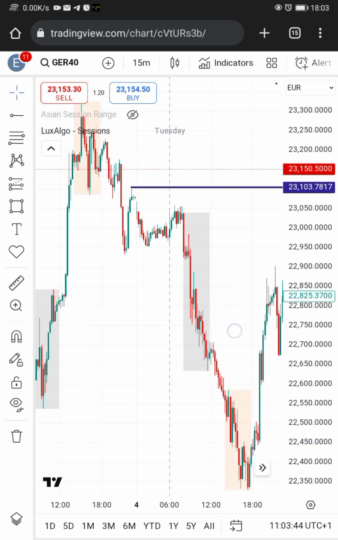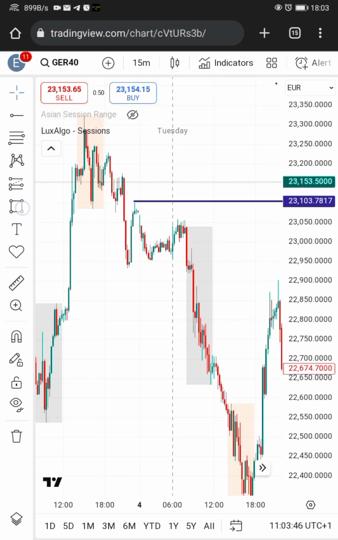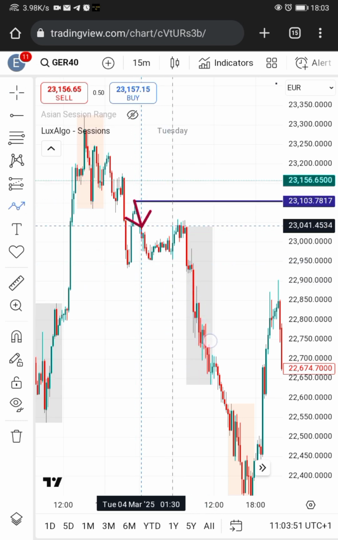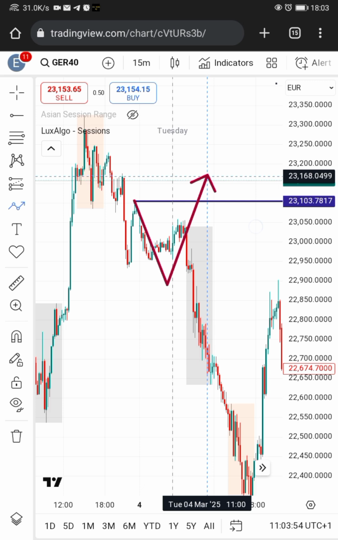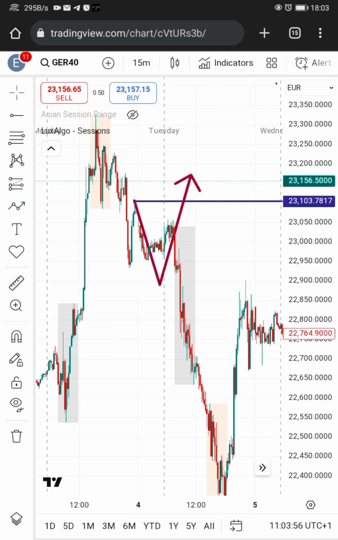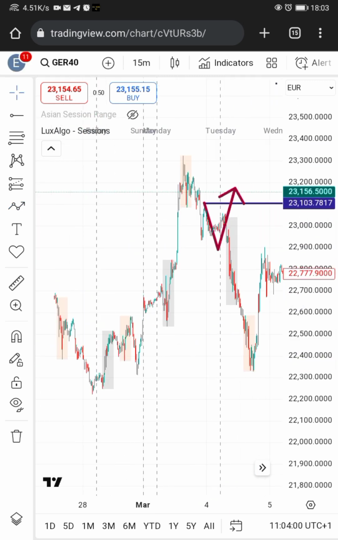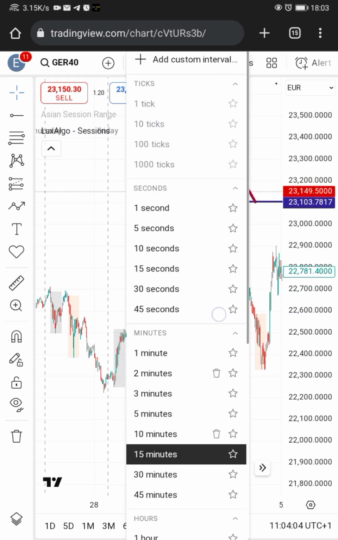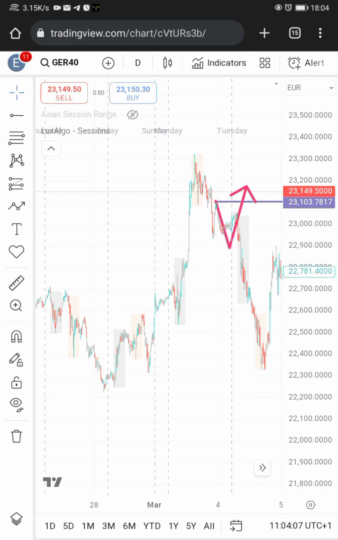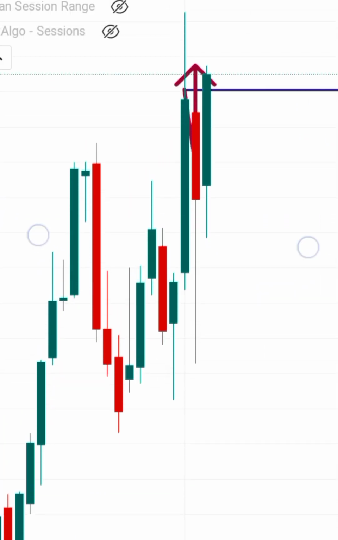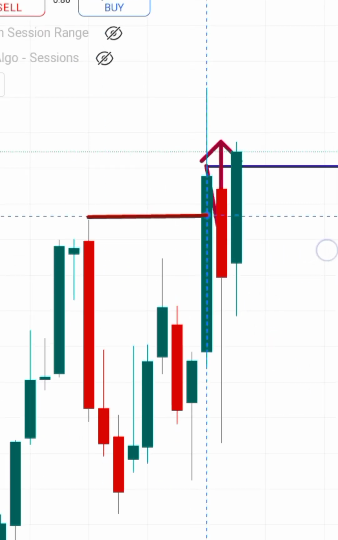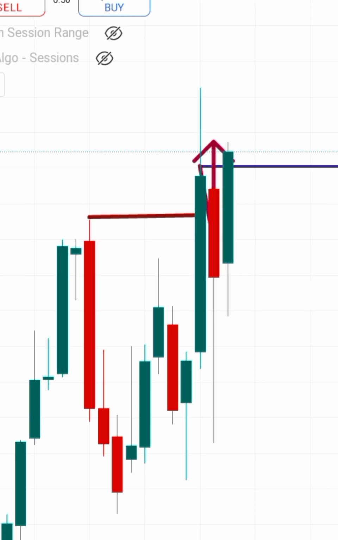The reason I was expecting the market to come back and take this zone out was because the market was bullish on my bigger time frame. This is what happened on my daily chart. You can see that the market was bullish, breaking structure to the upside. So I was expecting to buy this market up.